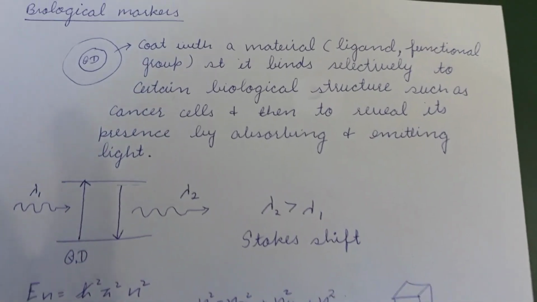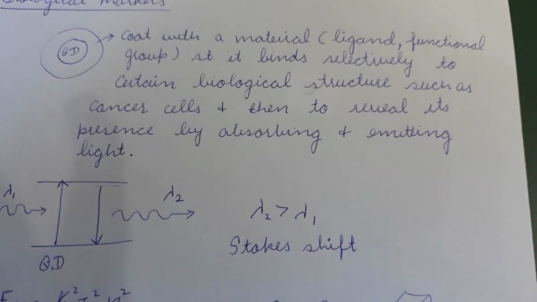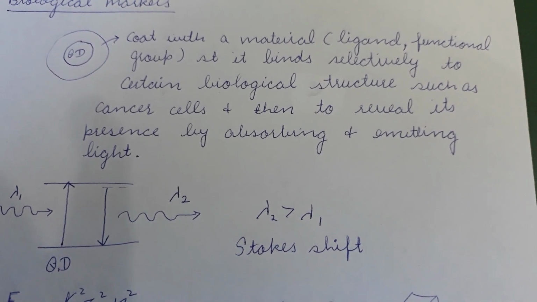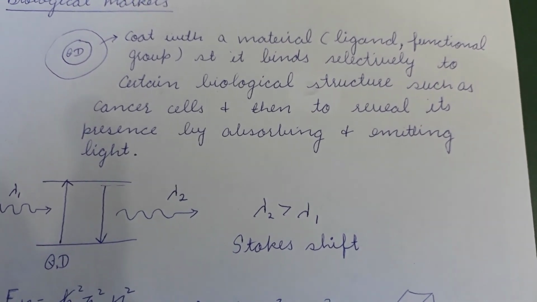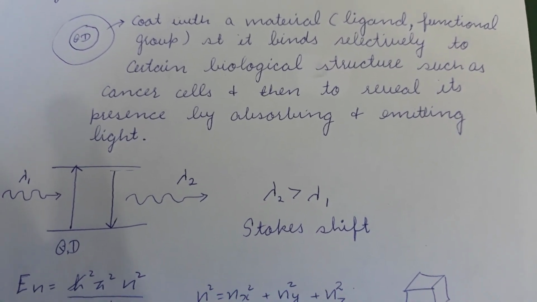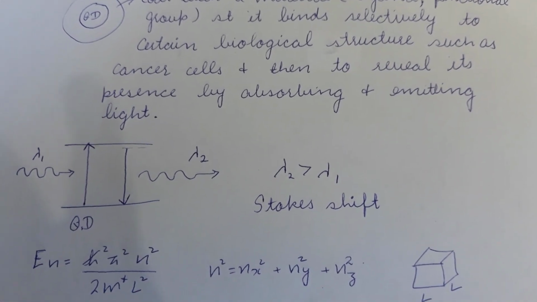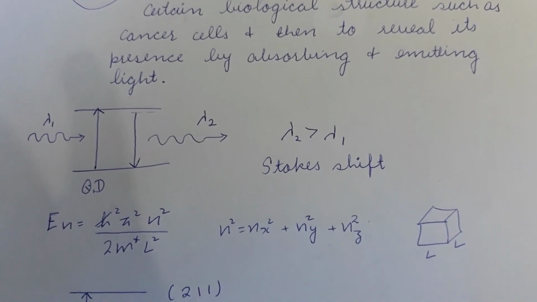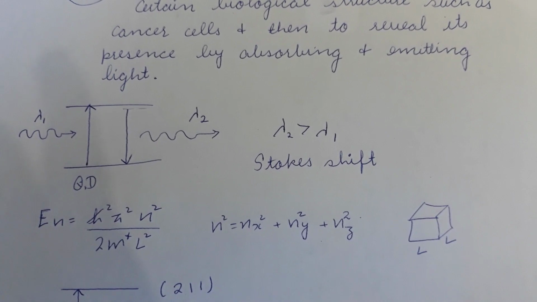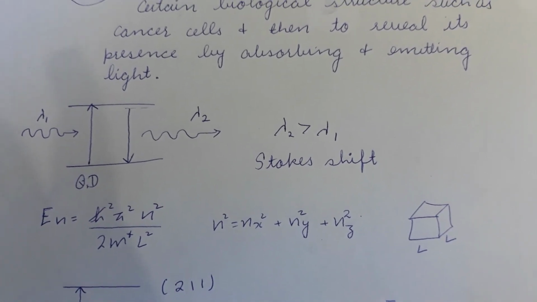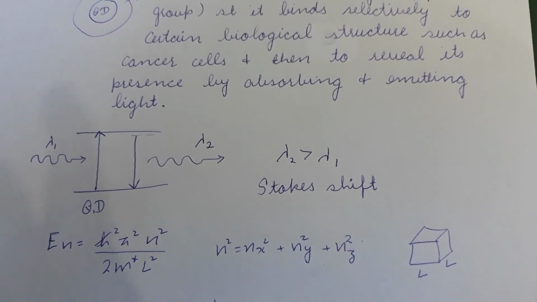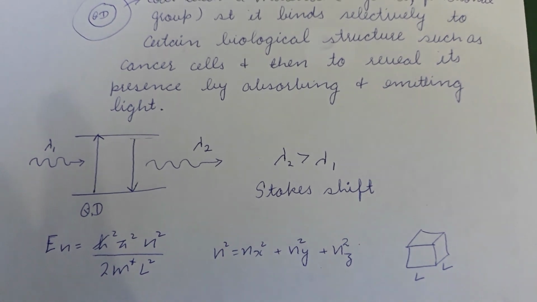And this functional group is chosen in such a manner that it binds selectively with a particular biological structure, which might be a cancer cell or any other kind of cell whose location we want to check. So the quantum dots bind to these cells and then reveal their presence by absorbing and emitting light. In quantum dots, if the absorbed wavelength is lambda 1, then the emitted wavelength will be larger as compared to the absorbed wavelength, and it is called Stokes shift. And because of this Stokes shift, it will reveal the location of the cancer cells.